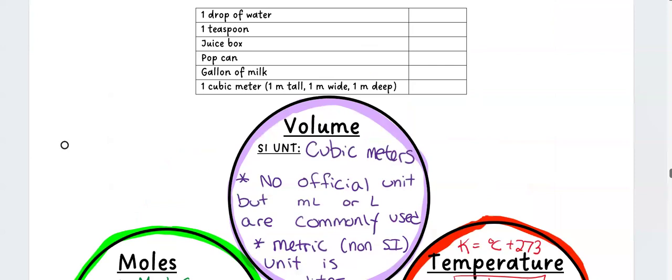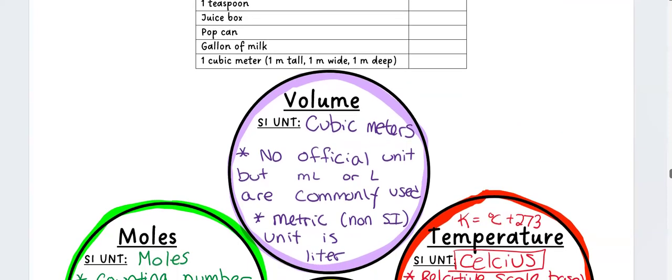For volume, this is one that's a little strange. There is officially no SI unit. It is cubic meters, which is obviously derived from length. So it is commonly used in chemistry that we are measuring things in liters, but officially that is not the SI unit for volume, but it is the one that we will most often be using. So if we look here, as we're writing our notes, volume SI unit is cubic meters, but there is no official unit. mL or L are commonly used for us, and the non-metric SI unit is going to be the liter.